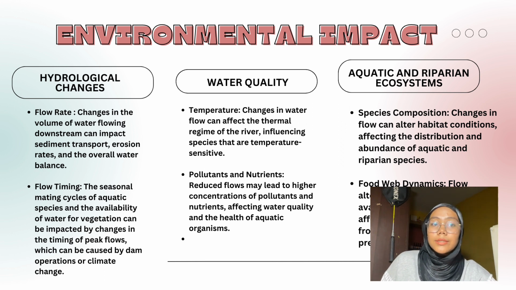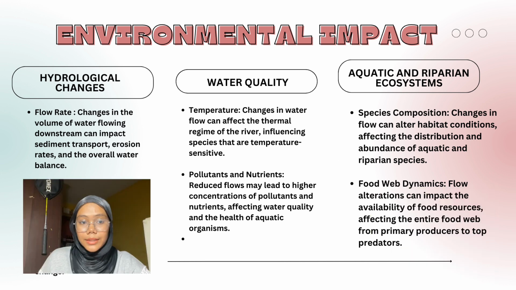Okay, next is water quality. Variation in water flow can have an impact on the river thermal regime, which can harm species that are sensitive to temperature. Lower flow can cause pollution and nutrient concentration to rise, which would be bad for the health of aquatic life and the quality of the water.